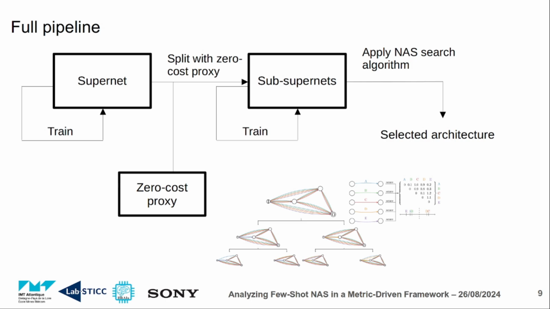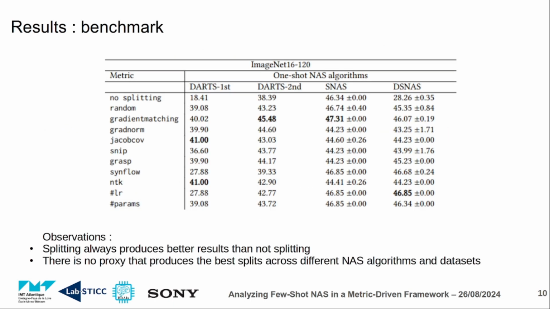The trained supernet is split into a number of leaf sub-supernets using zero-cost proxies, then a one-shot-like algorithm is applied to each to obtain n candidate architectures. We benchmark our method with 9 zero-cost proxies and 4 one-shot algorithms over 3 datasets: CIFAR-10, CIFAR-100, and ImageNet16. Our first observation is that in every case, splitting the supernet produces better results than keeping the full supernet, showing the effectiveness of the few-shot NAS paradigm.